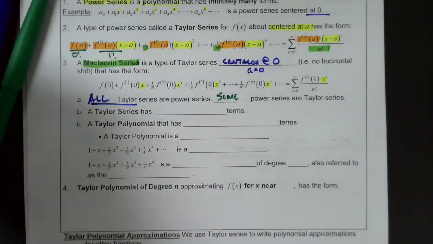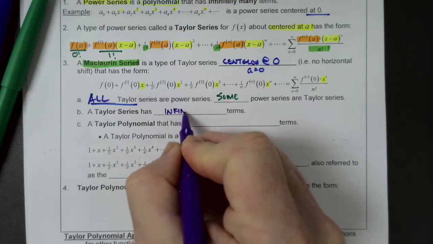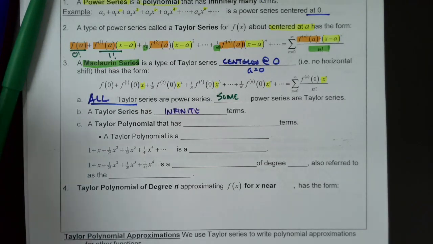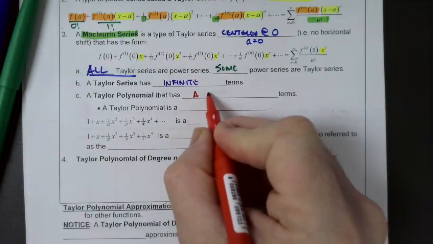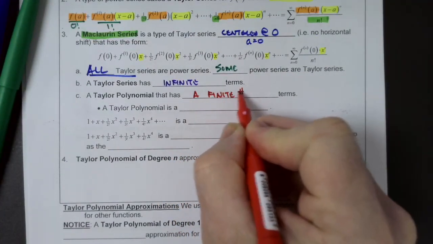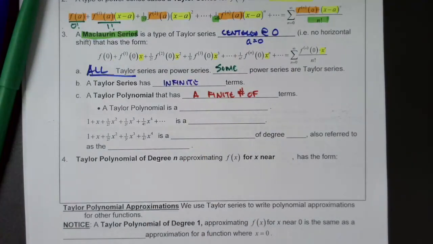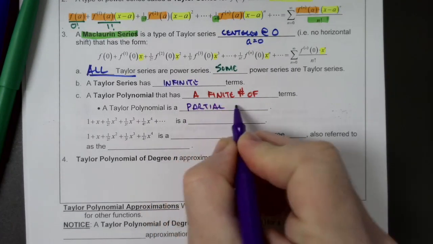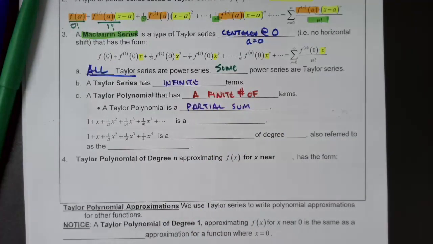Reminder, a Taylor series has infinite terms. A Taylor polynomial will have a finite number of terms. In other words, a Taylor polynomial will always be a partial sum. It's going to stop somewhere. You can kind of imagine that our calculators are going to do partial sums. They're not going to go forever and ever, right? They're going to approximate it. Okay.